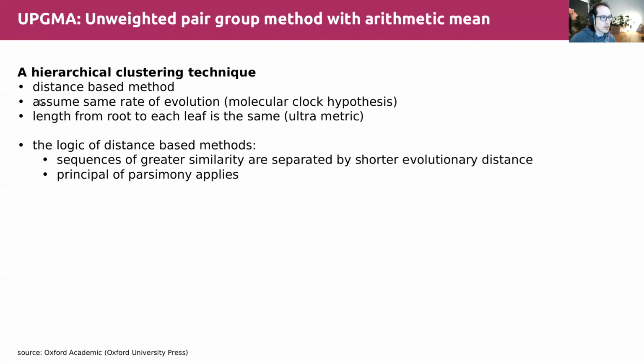And what it's going to do is assume the same rate of evolution, so this molecular clock hypothesis applies. The length from the root to each leaf is the same, so it's one of these ultrametric trees. And the logic of these distance-based methods is all the same, namely that sequences of greater similarity are separated by shorter evolutionary distance. And in this case, this is a way to achieve a parsimonious result.